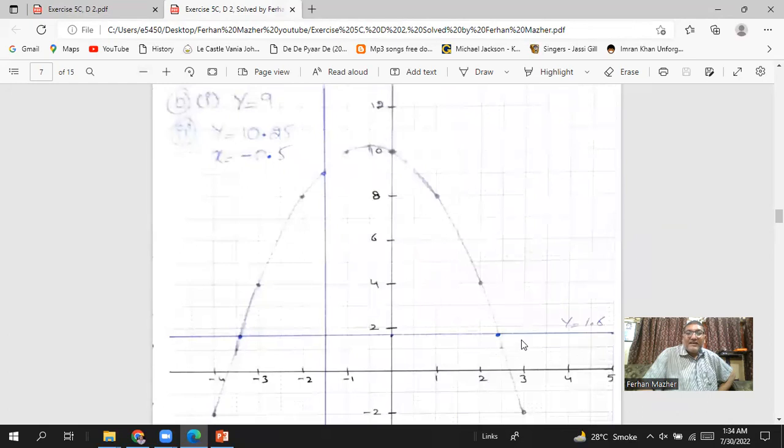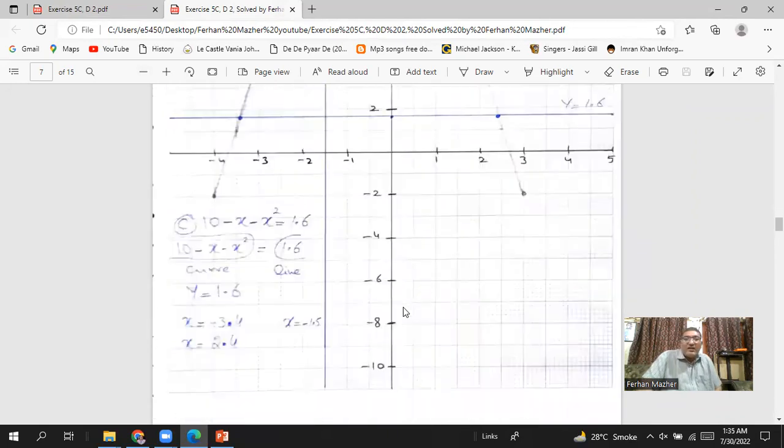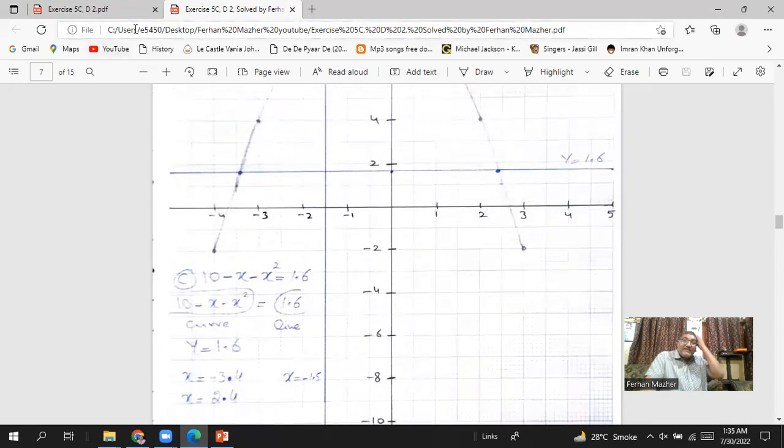Because it is cutting the main graph at 2 points, I will check the value of x here. It is minus 3 point something, and here it is 2 point something. So I have noted it down: it is minus 3.4 and 2.4. This is how you will find this answer, and I hope you understand this. This will come again in other questions, so we will also practice them.